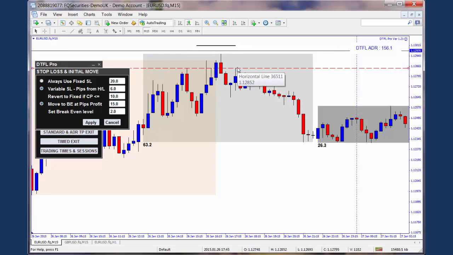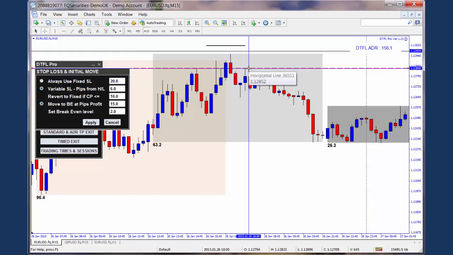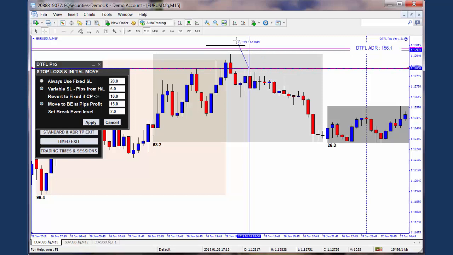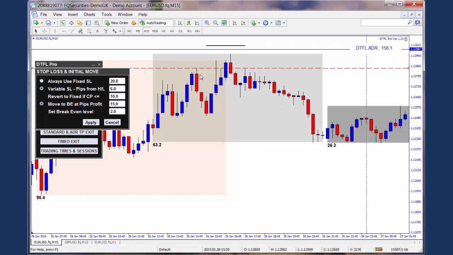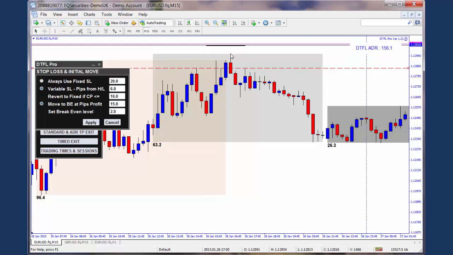Again, if an entry is taken here with a fixed stop loss, the stop loss would be placed 20 pips from entry, which would be about here. With a variable stop loss, the EA will automatically find the recent high, going back to the stop run plus 4 candles. That is controllable, it doesn't have to be 4. That's another input which I'll show you at a later stage. It's defaulted to 4. So it looks for the recent high, in this case it's here, and then it will place the stop loss 6 pips above the high.